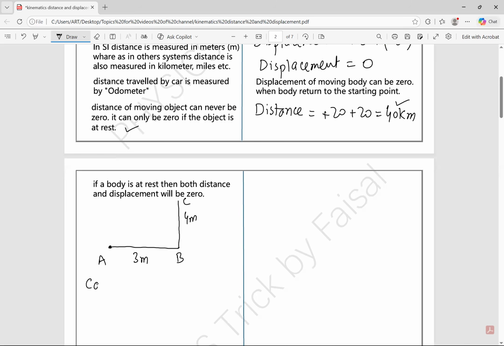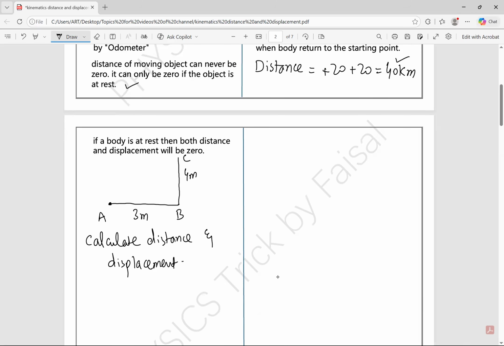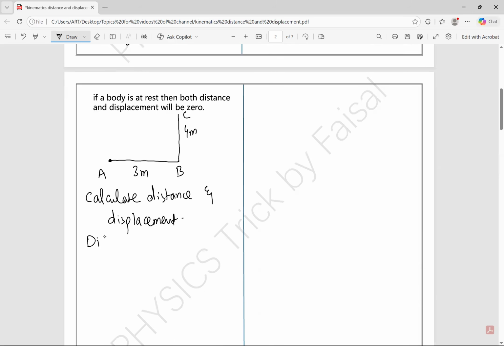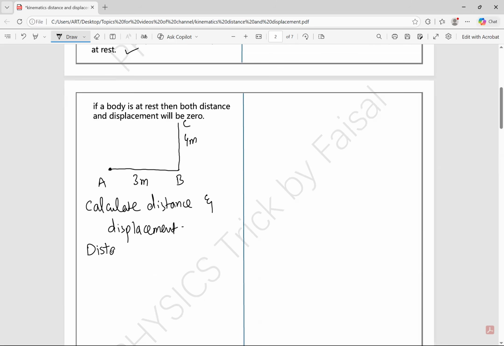So the question is: calculate distance and displacement. We have already discussed that distance is the total path length. So first of all, calculate the distance. This length is 3, this length is 4. We have to take it total. In total, it is 7 meters. So in this, the person travels 7 meters. Its distance is 7 meters.